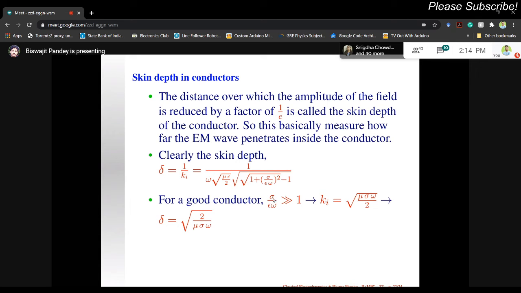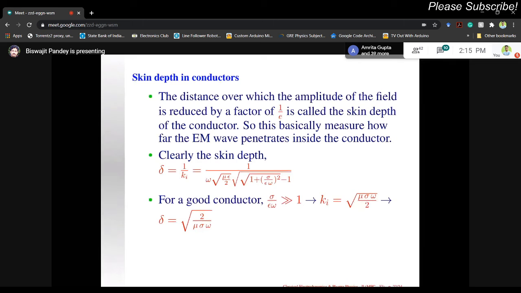You will get a value of ki. Of course, delta is the inverse of ki. So ki for a good conductor is square root of mu sigma omega by 2. So it's linearly proportional to the permeability, conductivity, and the frequency of the electric field. And naturally, delta comes out to be square root of 2 by mu sigma omega. So the skin depth for a good conductor is square root of 2 by mu sigma omega.